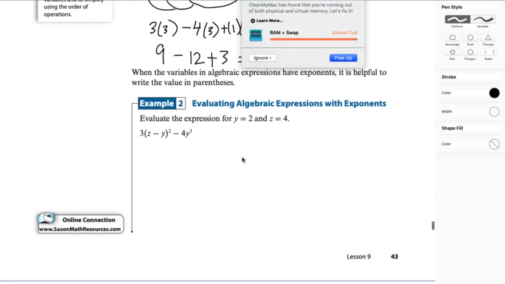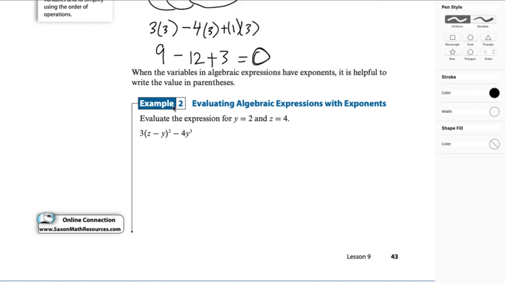Let's go ahead and take a look at this next example. Okay, so example 2 is evaluating expressions with exponents. Exponents, we know, are these little tiny numbers here, and we're going to do the same process. We're just going to substitute right in there. So everywhere there is a z, I'm going to put 4. Everywhere there's a y, I'm going to put 2.